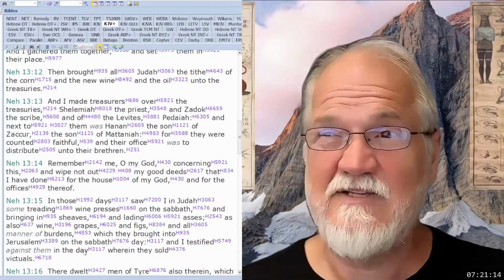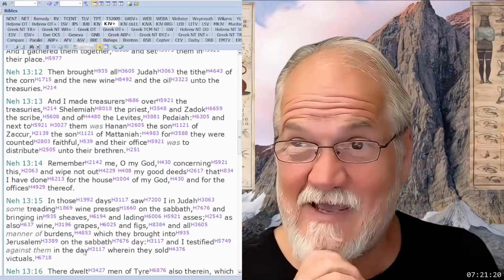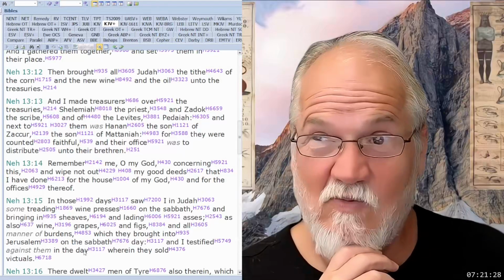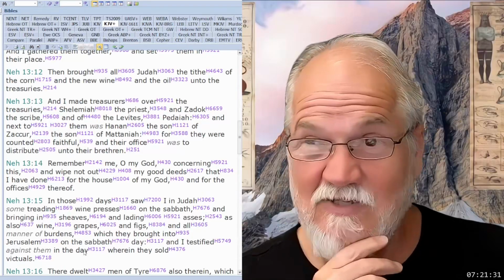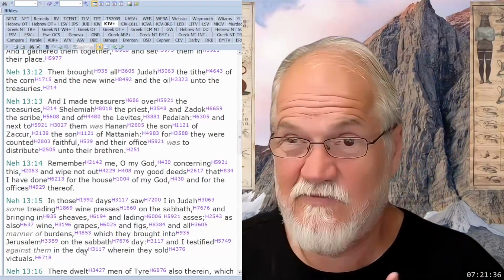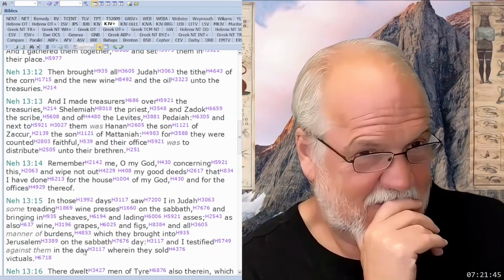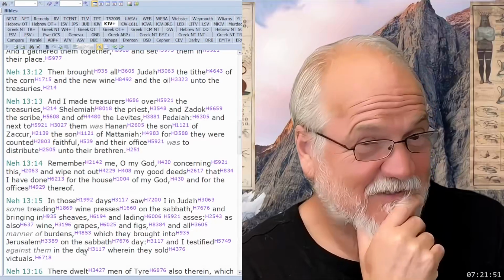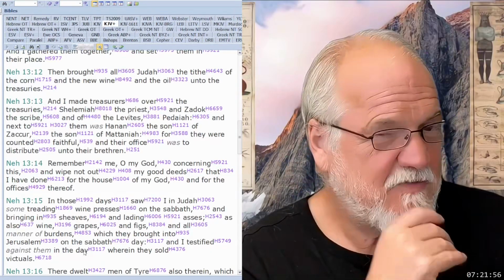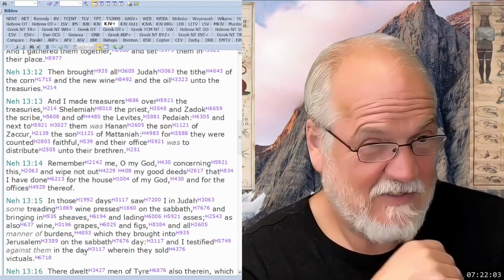And in those days I saw I in Judah some treading wine presses on the Sabbath, bringing in sheaves and lading asses, as also wine grapes and figs and all manner of burdens, which they brought into Jerusalem on the Sabbath day. And I testified against them in the day wherein they sold the victuals. So what would this be representing? And normally we'd think of treading the wine presses as a symbol is a good thing, because that would be studying God's word. But here this is about money, right? This is about selling on the Sabbath.